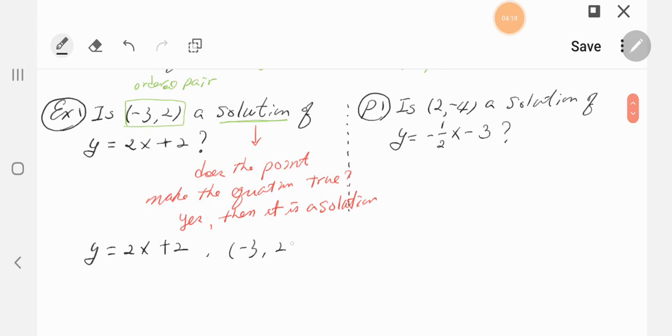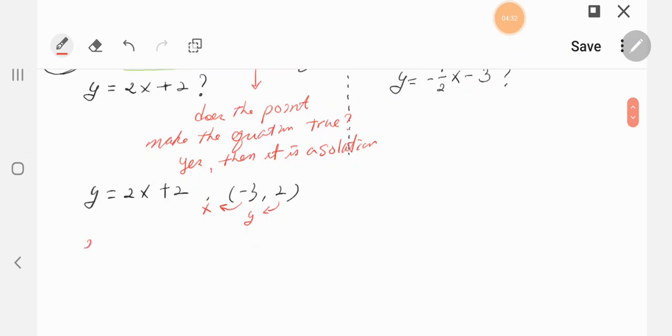The point is negative 3 and 2, right? So we will plug in negative 3 for x and 2 for y. So y equals 2 is 2 times negative 3 plus 2. Okay, let me use a different color. Make sense? So what we do is plug in the given x value and y value, and then check whether this is true.